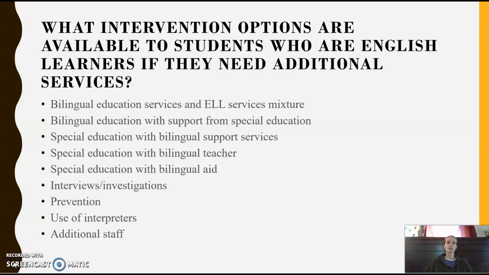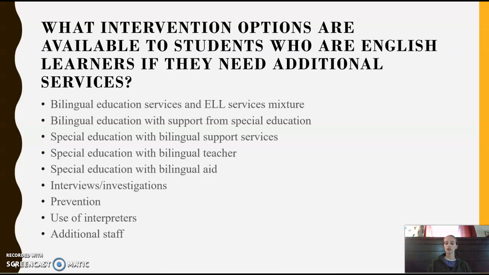There are some intervention options available to students who are English learners if they need additional services. So there's typically a bilingual education service and ELL service mixture. So that can look like bilingual education with special education support, special education with bilingual education support, special education with a bilingual teacher, or with a bilingual aide.